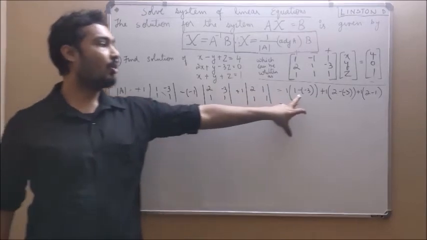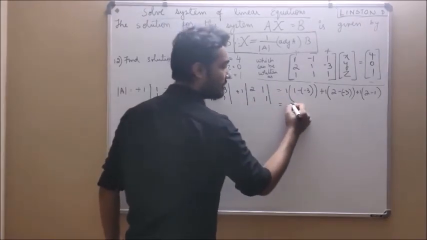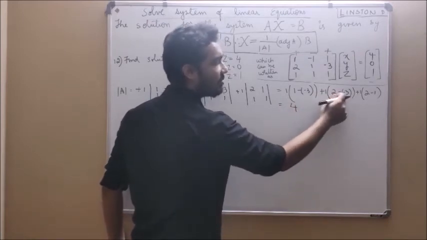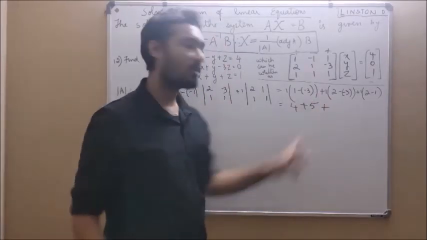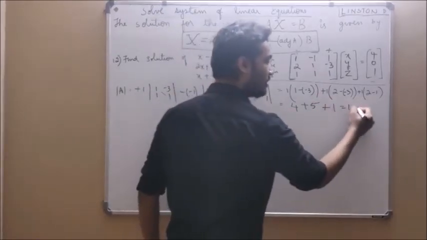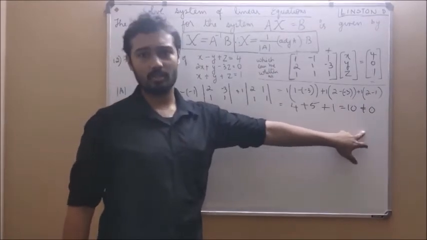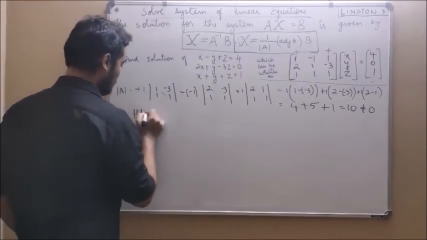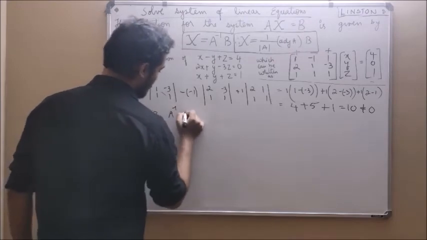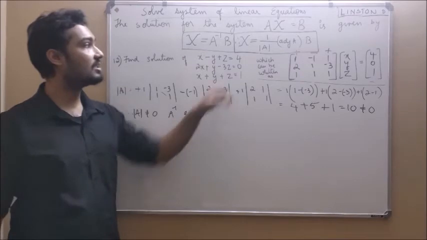So this is equal to 1 minus of minus 3 is plus 3. So this is 1 plus 3, 4. Here 2 minus of minus 3, 2 plus 3 is 5. So it is plus 5, plus 2 minus 1 is 1, 1 into 1 is 1. So it is 10. So you get determinant of A is 10, not equal to 0. If determinant A is not equal to 0, then A inverse exists. So therefore A inverse exists, and this is the solution.